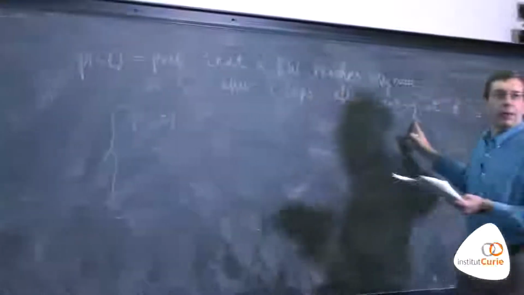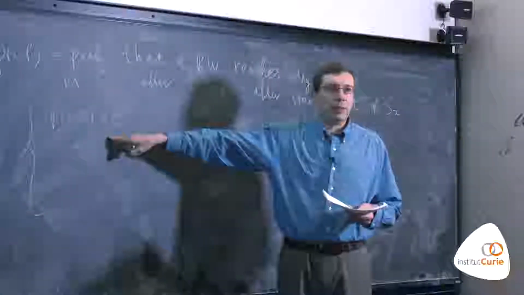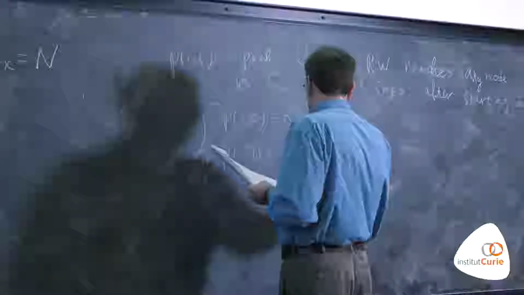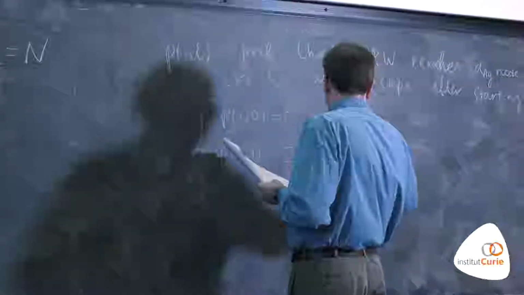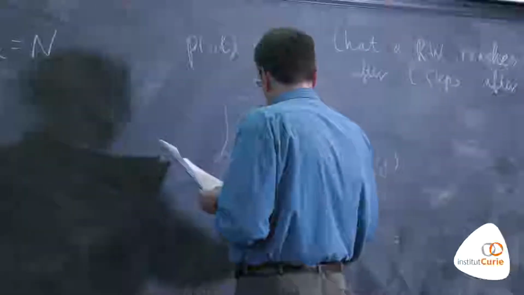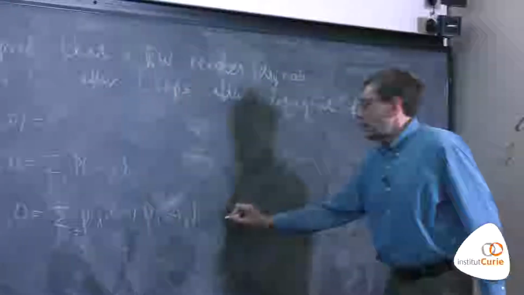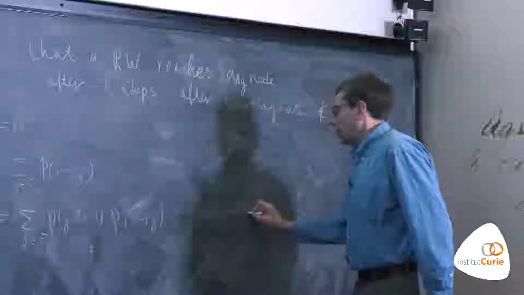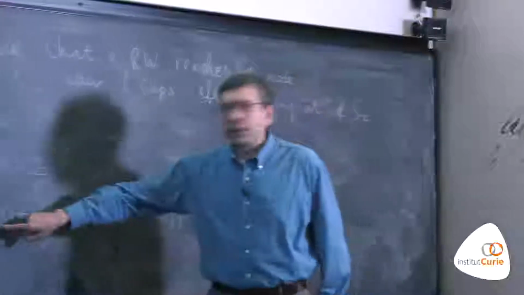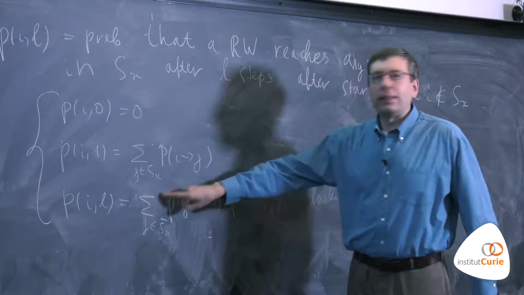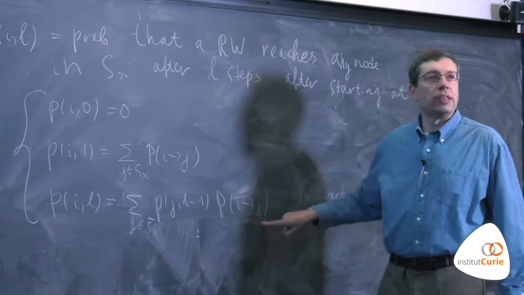Because you start not where you want to be, you're not there, so the probability in 0 steps is 0. The probability in 1 step is this. Okay, so this is something that's called the backward equation. It doesn't really matter what we call it. But this has to do with the fact that if you want to write something that takes L steps, then you write the same quantity for L minus 1 steps times the jump probabilities.